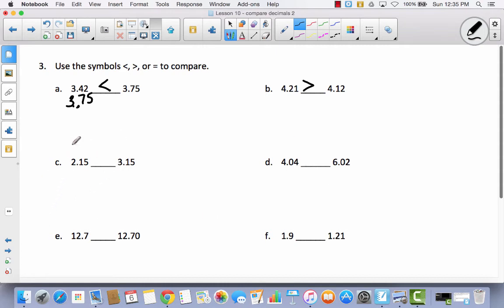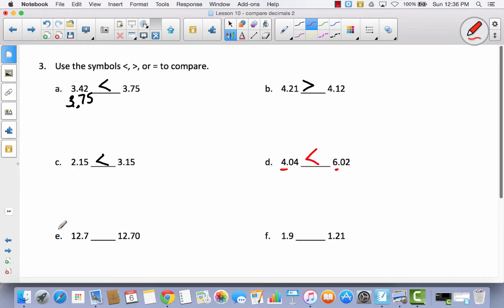I hope that when you did C, you noticed that the ones place has a 2 in it and this has a 3 in it. So because this is 2 ones and this is 3 ones, this has to be less than. And then for D, I hope you notice that this is 4 ones and this is 6 ones. So 4 and 4 hundredths has to be less than 6 and 2 hundredths.